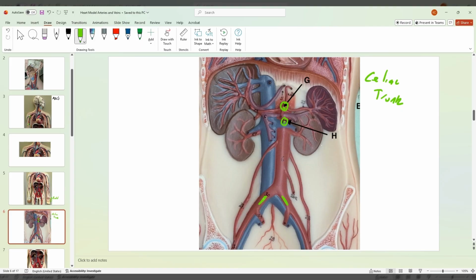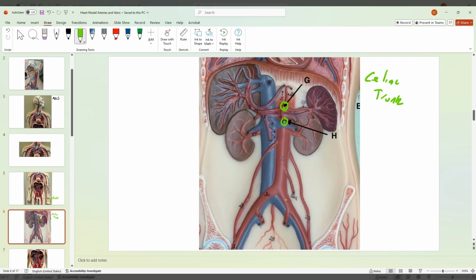We have the left and the right common iliac arteries. Then we have the internal iliac artery and the external iliac artery. Remember, external means superficial, internal means deep. So here would be the right common iliac, internal iliac artery, external iliac artery. If we did the veins, what's really nice, the veins match up pretty well. If this is the common iliac artery, this is the common iliac vein. External iliac artery, internal iliac artery, internal iliac vein.